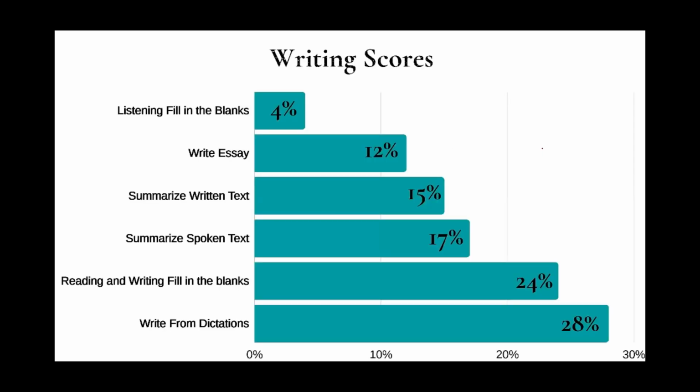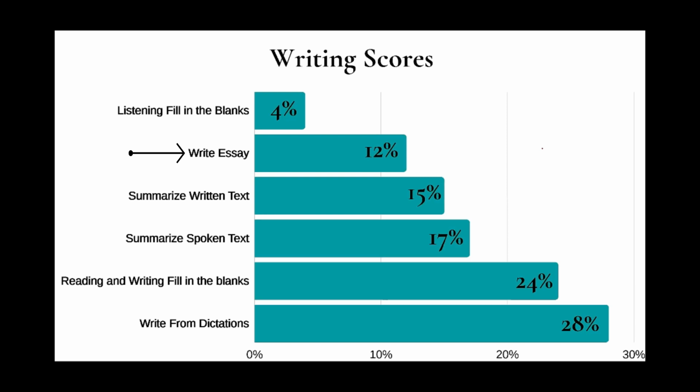Now let's move to the writing score secrets. Your writing score, which is out of 90, does not come from just 2 sections, which are summarized written text and essays. It comes from a total of 6 different sections. Now, what are those 6 different sections? The very first thing is listening, fill in the blanks, which carries about 4% of your scores. The next thing is write essays, which is from the writing section.